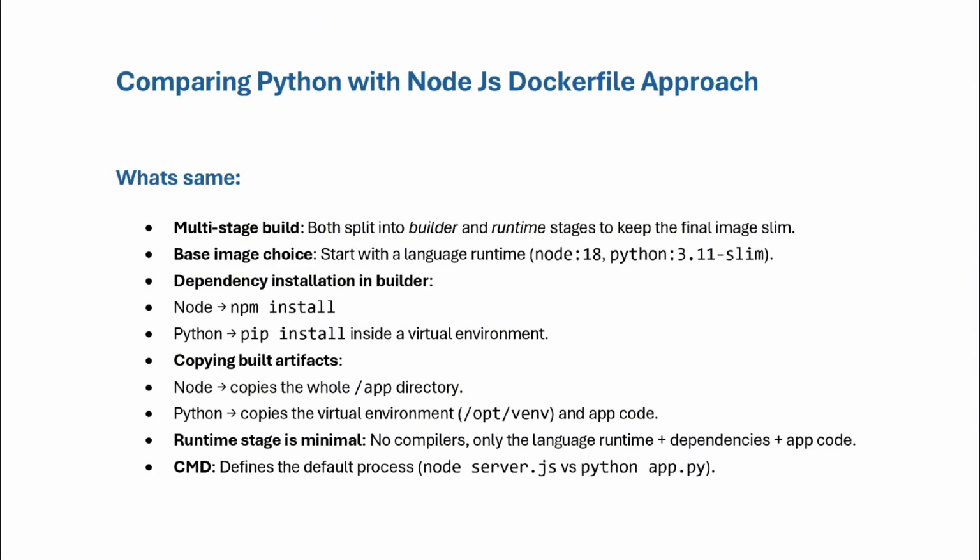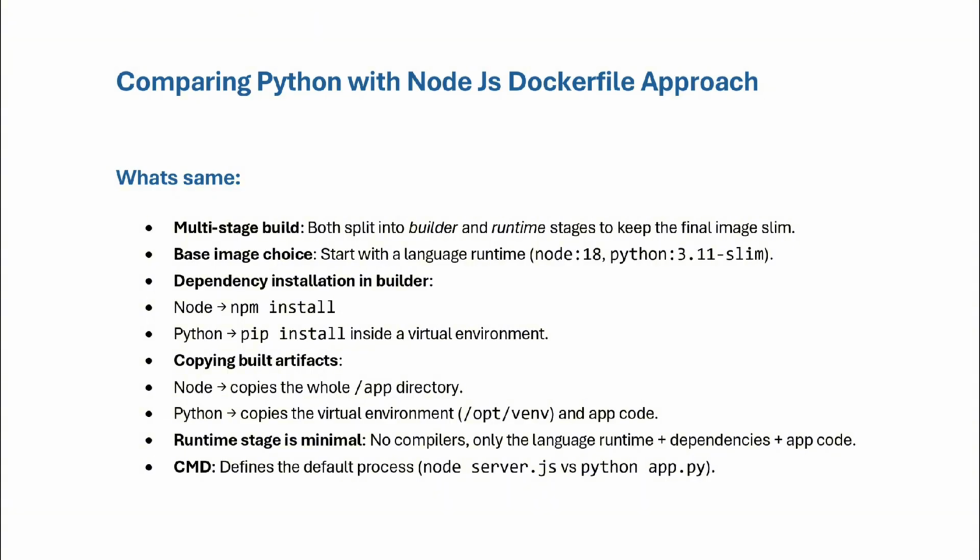Let's compare it with the Node.js Dockerfile approach. What's the same between them? Multi-stage build. Both are split into builder and runtime stages to keep the final image slim. Base image choice. This starts with the language runtime. For example, in the Node.js approach we have used Node 18 and in Python we have used 3.11 Slim.